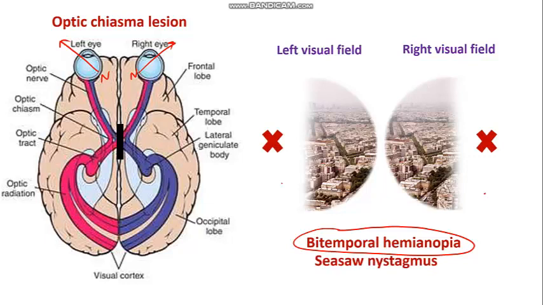And two extra points over here: a see-saw nystagmus and a bow tie optic atrophy can also be seen in optic chiasma lesion. Okay, but let us see some extra points now.